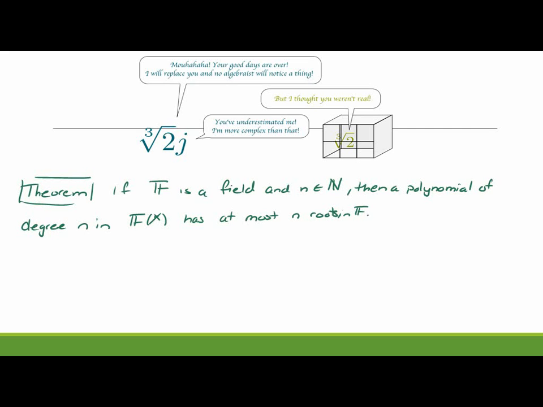So here's the theorem. You need a field. If F is a field and n is a non-negative integer, then a polynomial of degree n in the polynomial ring over the field has at most n roots in that field. That's the theorem you're quoting when you're grading and you know something seriously has gone wrong.